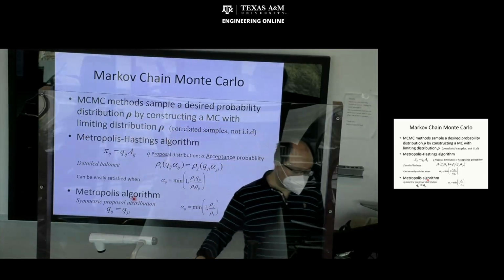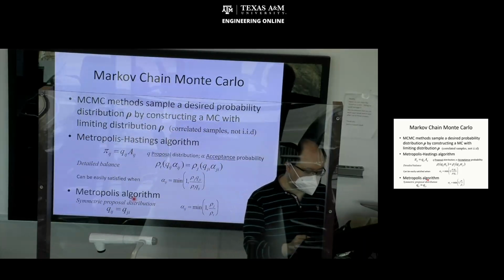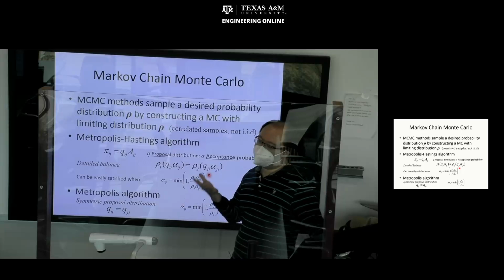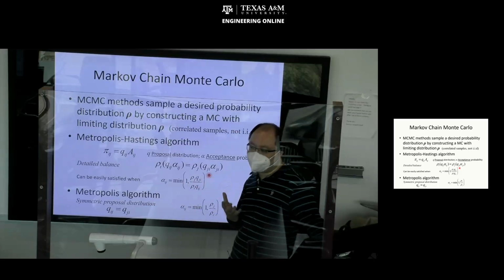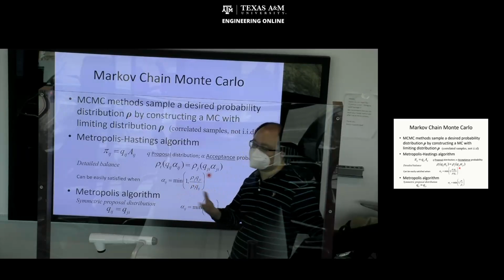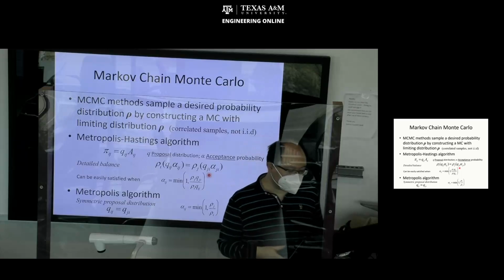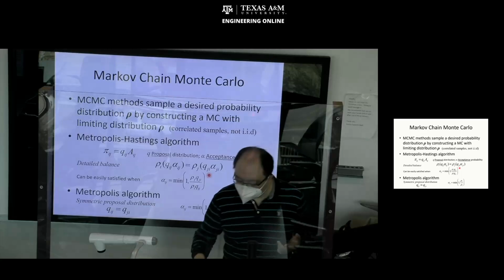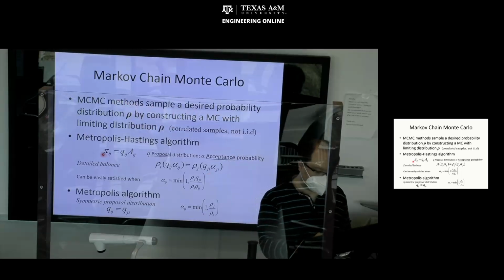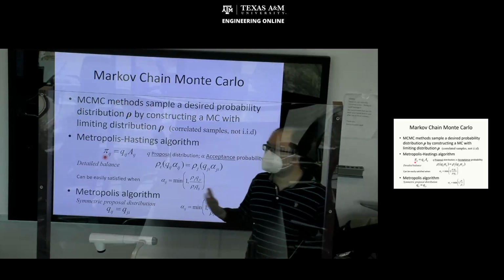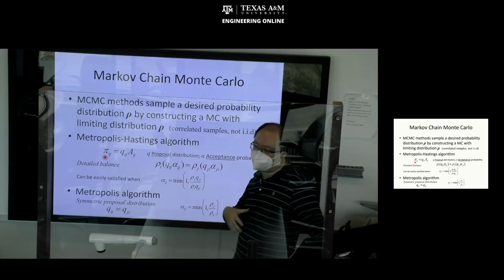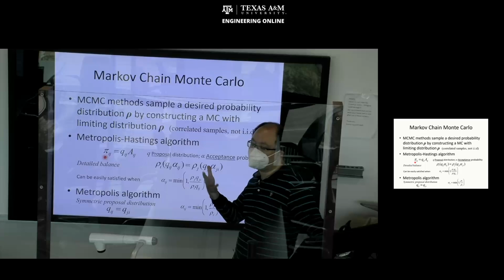So the detailed balance, if we think about it, is basically saying that rho i times pi ij is equal to rho j times pi ji. Rho is already known because that's the desired distribution. So the key for this Markov chain construction is constructing the transition probability pi ij, isn't it? So that's your key. That also determines whether this Markov chain is recurrent or positive recurrent and so on.